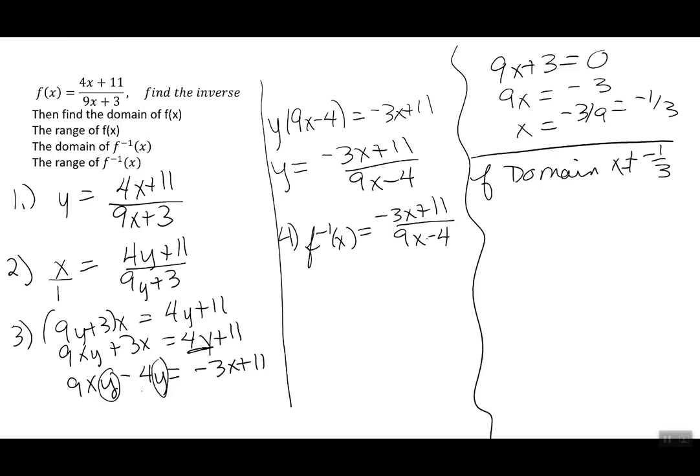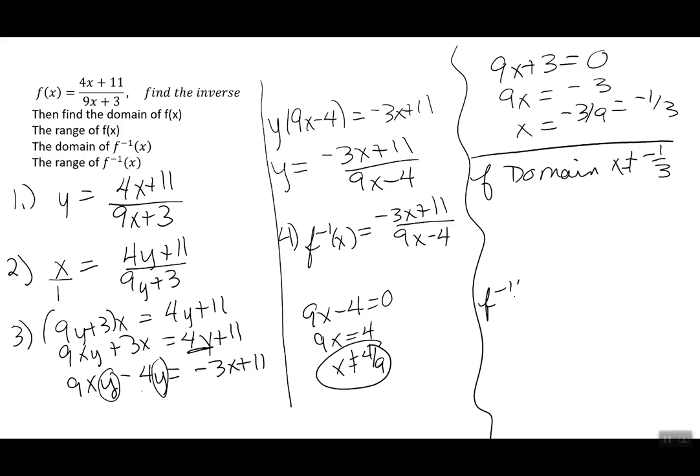Now I'm looking at this 9x minus 4, and I'm going to set it equal to 0 so I can talk about the domain of f inverse. That says 9x equals 4. x is 4 over 9. So I know now I don't want to have 4 over 9 in my domain.